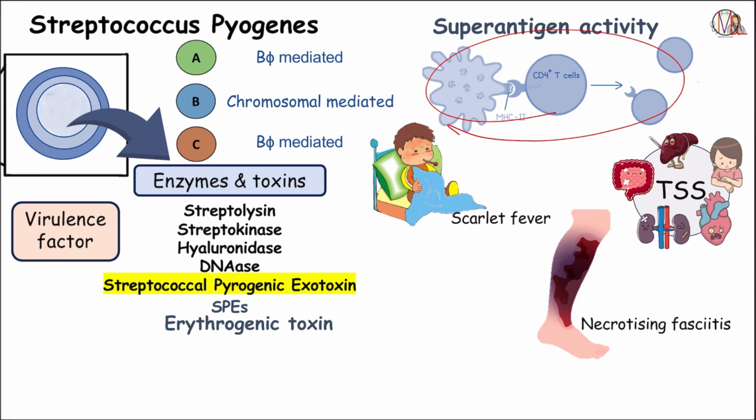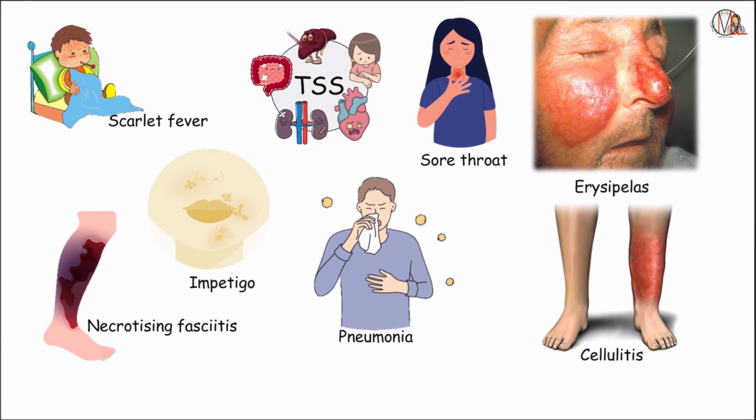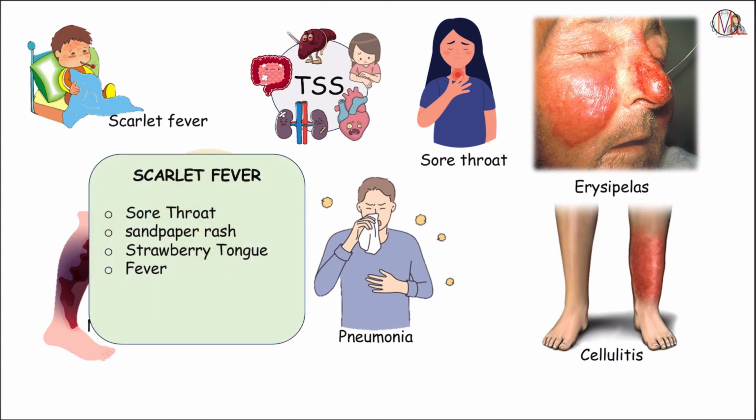Their activity underscores the importance of targeting these toxins in the development of therapeutics and vaccines against streptococcal infections. Apart from the well known conditions like scarlet fever, toxic shock syndrome, and necrotizing fasciitis, Streptococcus pyogenes can also trigger other health issues. Scarlet fever is identifiable by its distinctive blanching, papular rash, often described as resembling sandpaper.